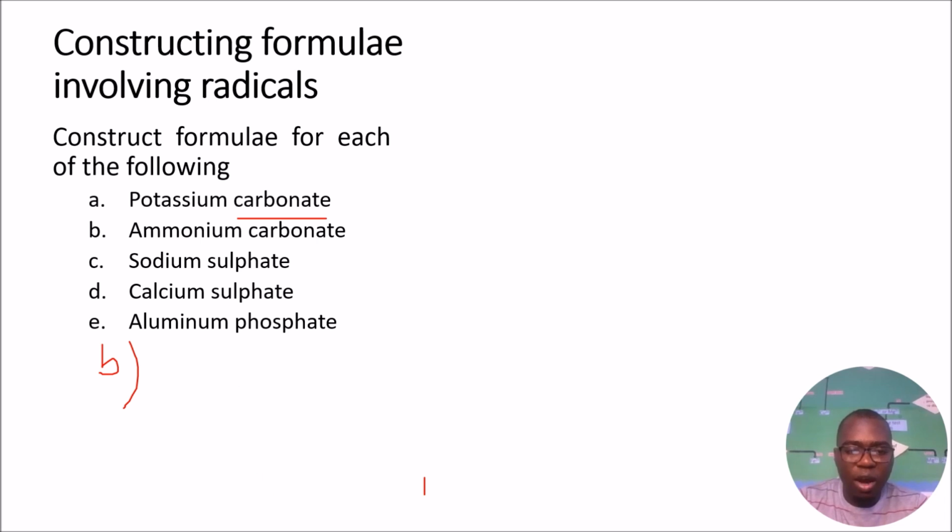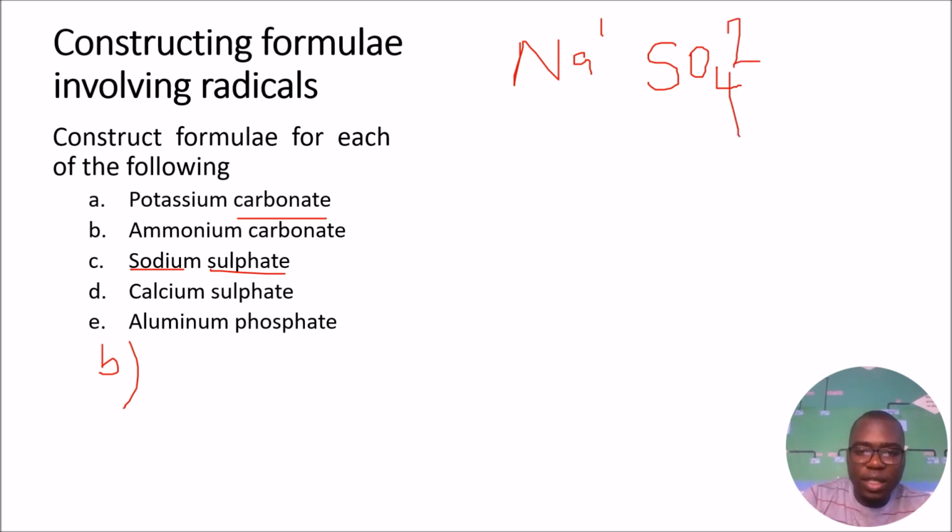So these are all the rules that are present there. So let's go to C. C says sodium sulfate. So again, there is sodium, so you write Na with a valence of 1. Then sulfate is a radical, which is SO4 with a valence of 2. So you write these again, Na, and then SO4.